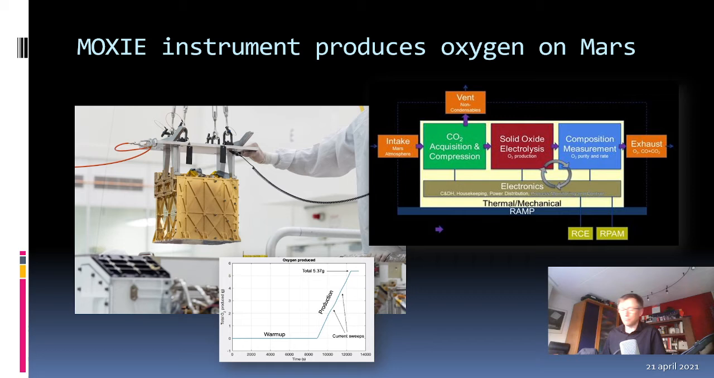So they had this experiment called MOXIE, and they tested it on April 21st, and it actually produced 5 grams of oxygen. So that's also working. And there's lots more to tell about Perseverance, but that won't fit in my story today.